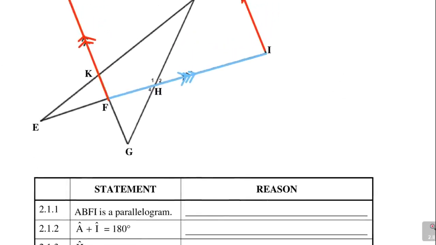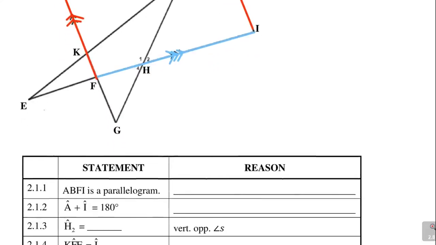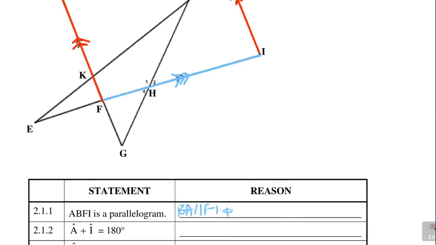Now, what is the reason? What can you say? You can actually state what you have. BA is parallel to FI, and what is it? And BF is parallel to AI. Or you can say opposite pairs are parallel. Opposite pairs are what? Are parallel. That's what you can say.